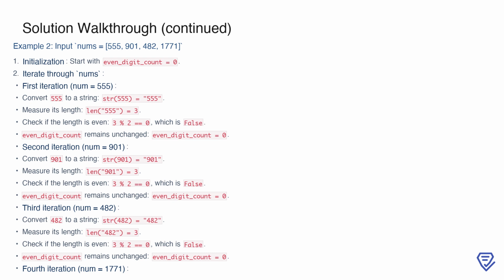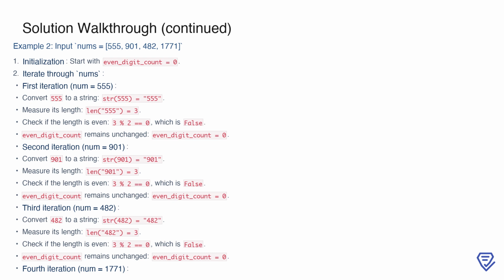We again start by initializing even_digit_count to 0. In the first iteration, the number is 555. Converting it to a string gives 555, and its length is 3. Since 3 is not even, even_digit_count remains 0. In the second iteration, the number is 901. Converting it to a string gives 901, and its length is 3. As before, 3 is not even, so even_digit_count is still 0.